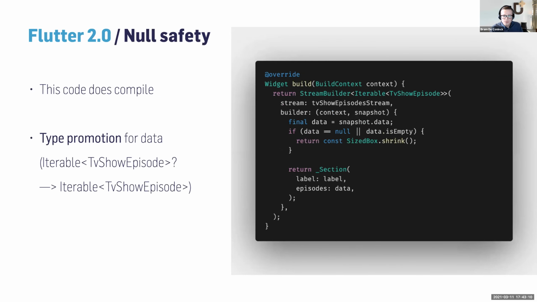So what do we need to do? Well, we create a new data variable and give it the value of snapshot data. And then if we use that in the if check, and in the section, it works without a problem.